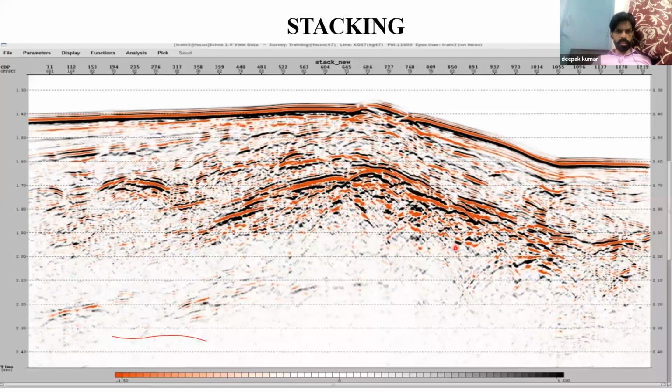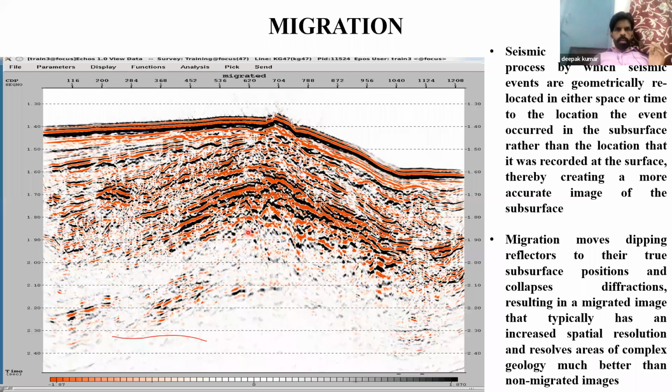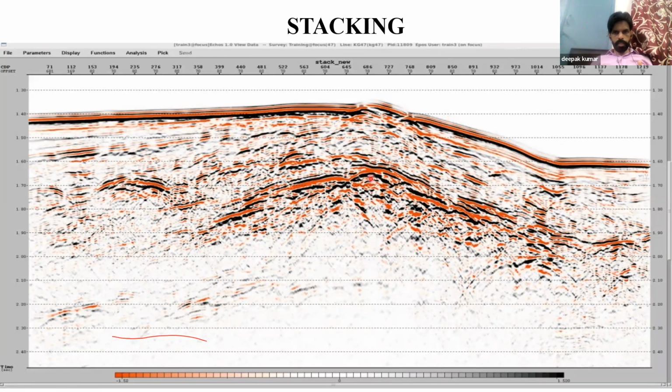And again, see here, the stack section is not that prominent. I could not find the reflectors here. That means I have to apply what? Migration. I applied migration, since even a small dipping is happening, so I have to apply migration to bring the reflectors. See, here the reflectors are not that prominent, and the bow tie effect is happening everywhere.